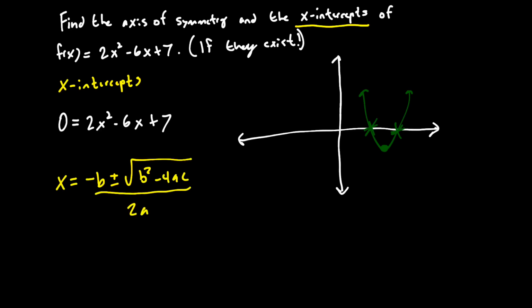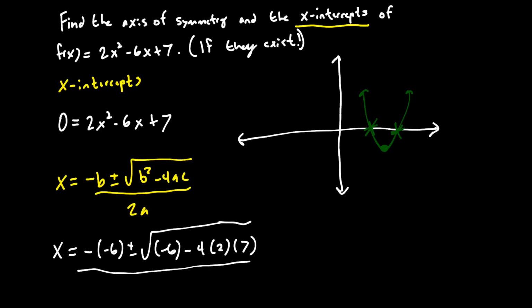Let's plug this in. We'll have x is equal to negative b, so negative negative 6, plus or minus the square root of negative 6 minus 4 times 2 times 7, all divided by 2 times 2. There's one thing that I didn't put here. We should have a squared term there. Let's go ahead and check the discriminant real fast.